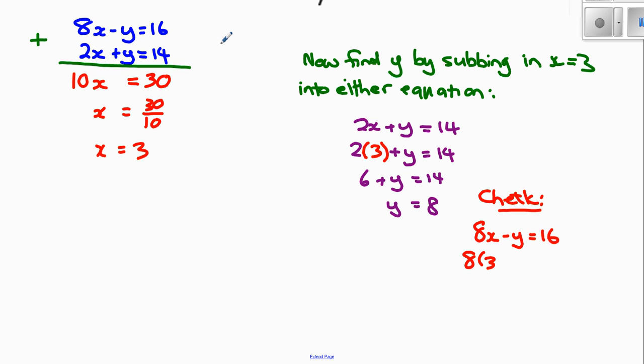There we go. 8 times 3 minus 8, does it equal 16? 8 times 3 is 24. 24 minus 8 equals 16. Yay. So 16 equals 16.